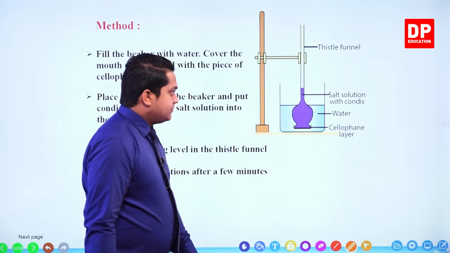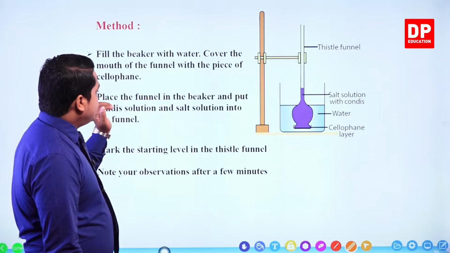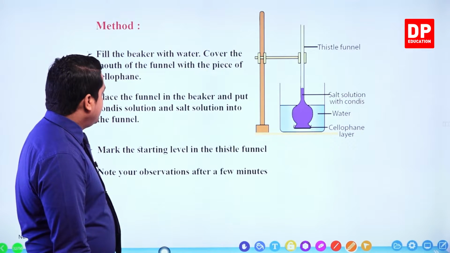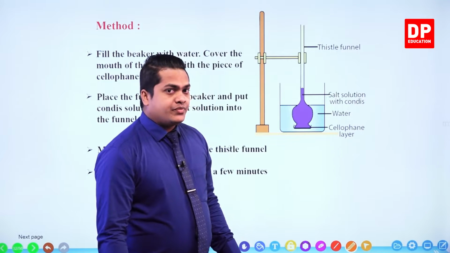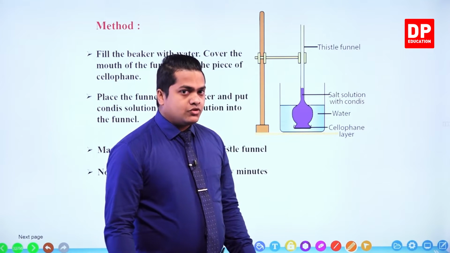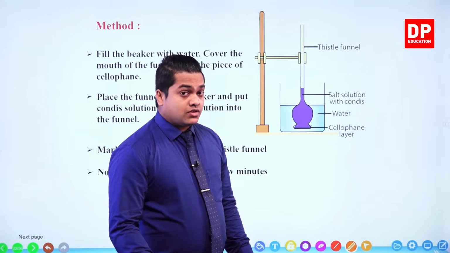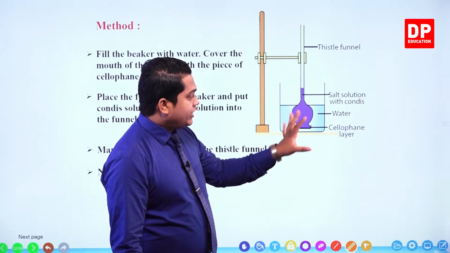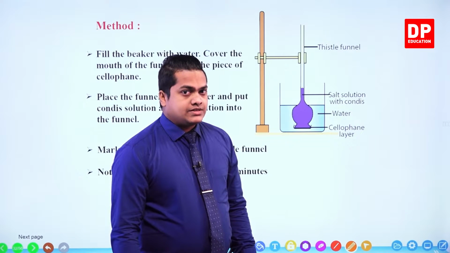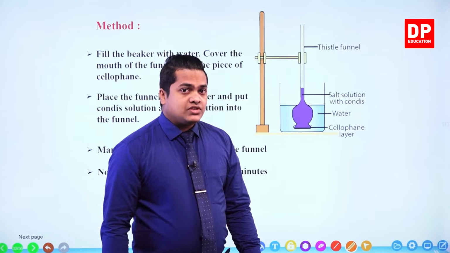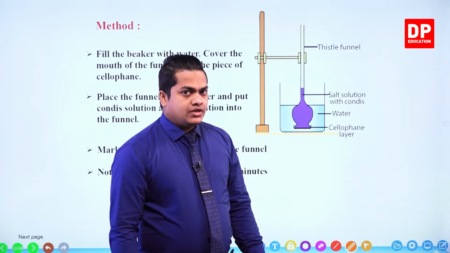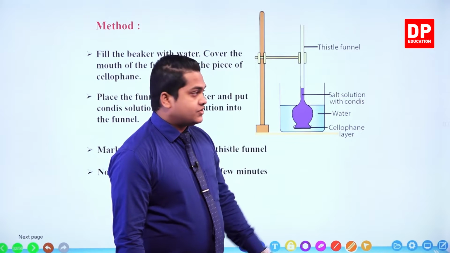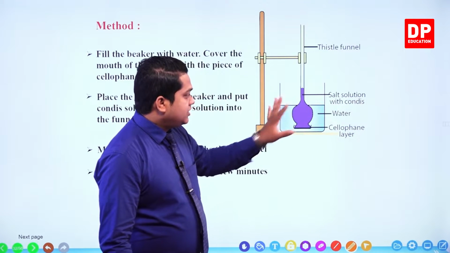Okay, then place the funnel in the beaker and put condensed solution and salt solution into the funnel. So what you have to do is insert condensed solution plus the water plus the salt solution into the thistle funnel like this. Now inside the thistle funnel, you can observe that quite unique purple color because of the presence of condensed solution. And into that system, you have to include the salt solution as well. So here you can observe salt solution with condensed solution within the thistle funnel.